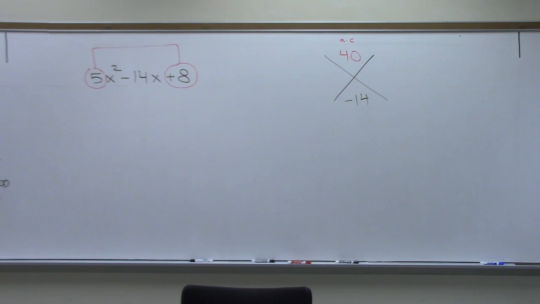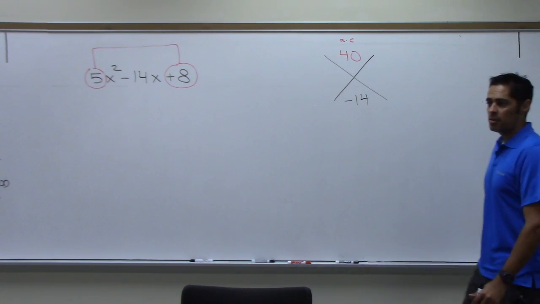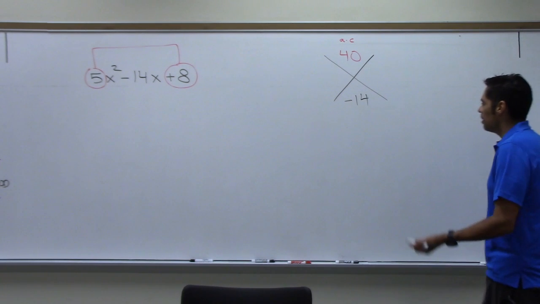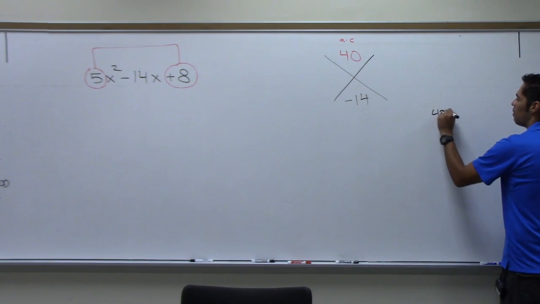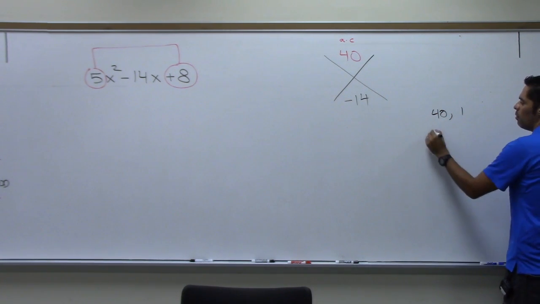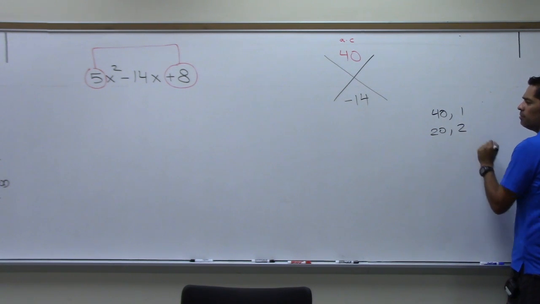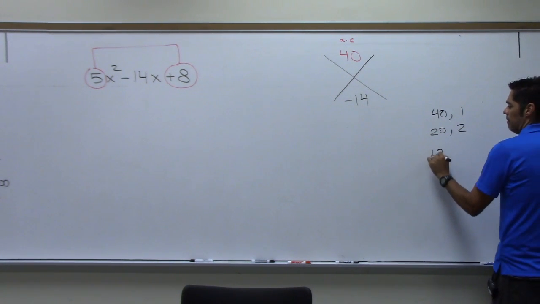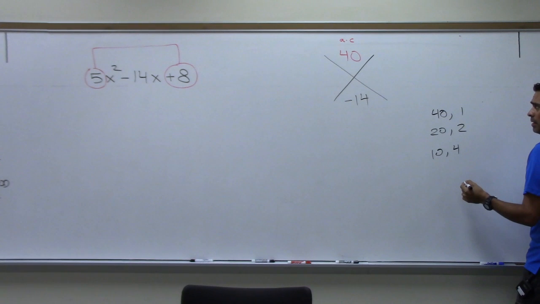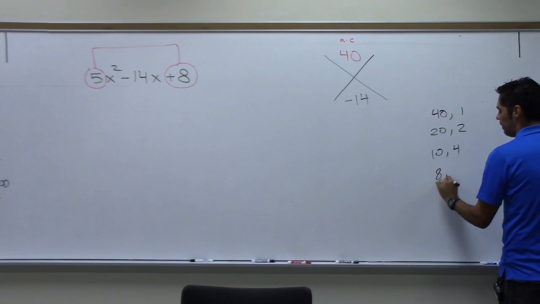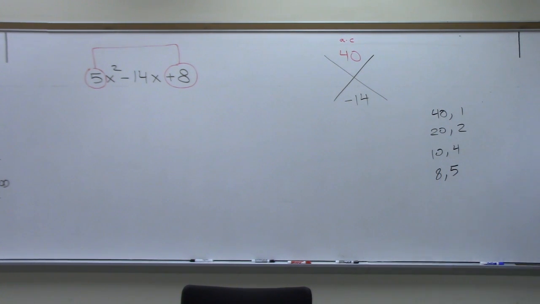All right, here we go. You have to think of a number that multiplies to be 40 and adds to be negative 14. So look, you just have to start making a list: 40 and 1. What else? 20 and 2. 10 and 4. Should I keep going? 8 and 5. Any further? Is that pretty good?